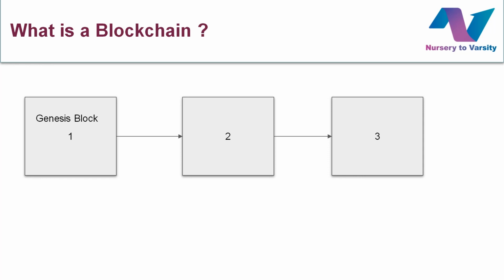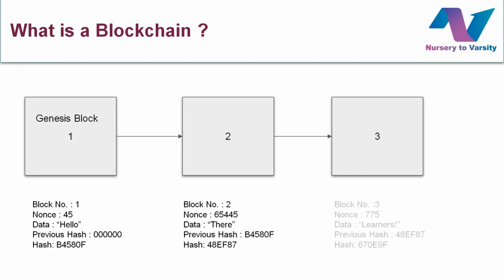Now let's quickly get a demo of how a blockchain works. First of all, we have a genesis block, block number 2, block number 3, and so on. Let's take an example of data: block number 1, nonce is 45, data is hello, previous hash is 00, and the hash is B4580F. Similarly, all these are the data of block 2 and block 3. If we see the previous hash of block number 2, it is the same as the hash of the genesis block, that is block number 1. Similarly, block number 3 has a previous hash same as the hash of block number 2. So this is how the blockchains are linked.